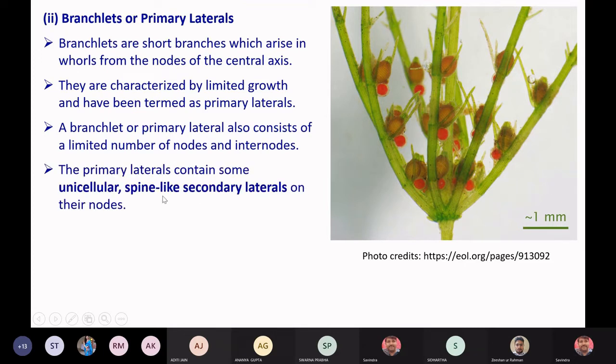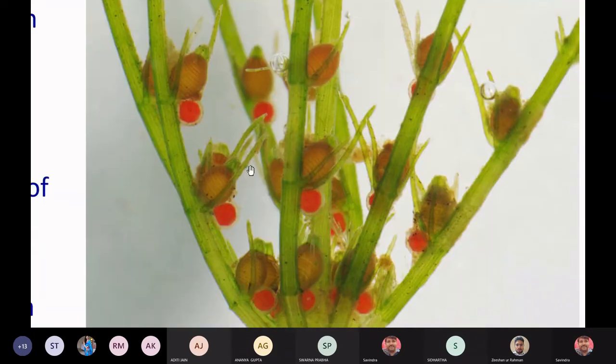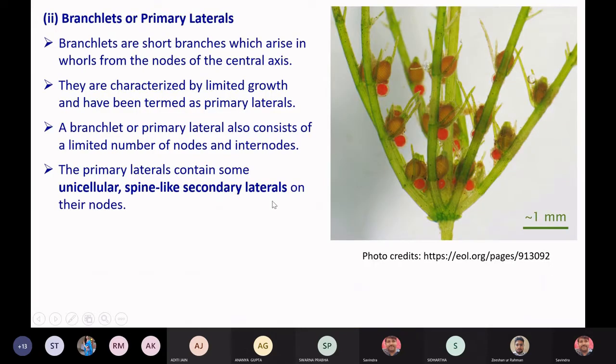On the primary laterals, you will see some unicellular spine-like secondary laterals. From the primary lateral, you will see some spine-like structures. अभी इस पे ध्यान नहीं देना है, जो ऑरेंज और रेड कलर का या ब्राउन कलर का जो स्ट्रक्चर दिख रहा है, don't focus on that, just focus on these spine-like or lateral branching-like things. Okay, they are not divided into nodes and internodes, so they are known as secondary laterals.